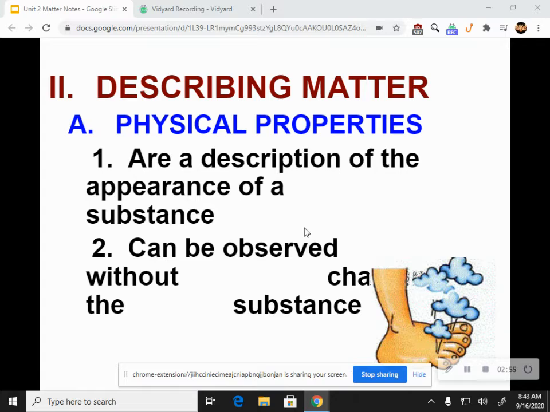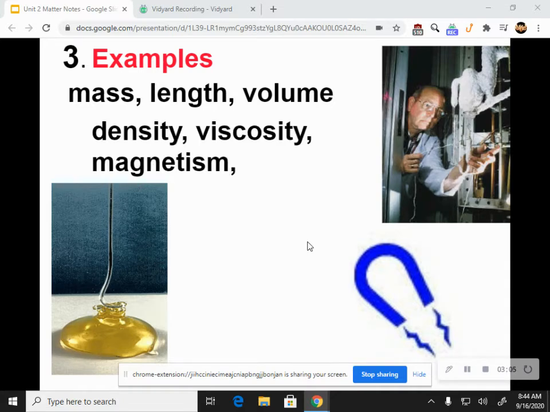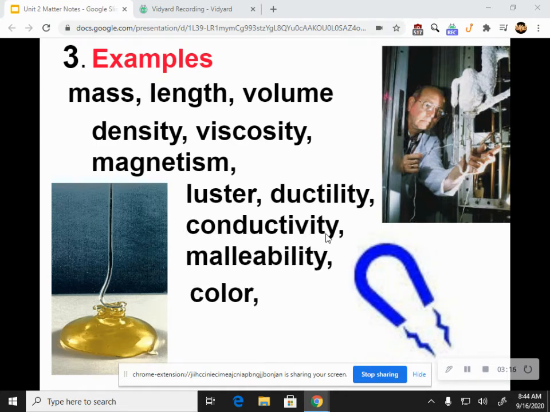So in your lab this week, we discussed a lot about physical properties, not really the chemical properties, only the potential chemical properties of an object. So examples are your mass, length, volume, density, viscosity, magnetism, your luster and ductility, conductivity, malleability, color, boiling point, melting point. They change in a physical state. So from gas to liquid, from liquid to gas, from liquid to solid, from solid to gas. All of these are physical properties.